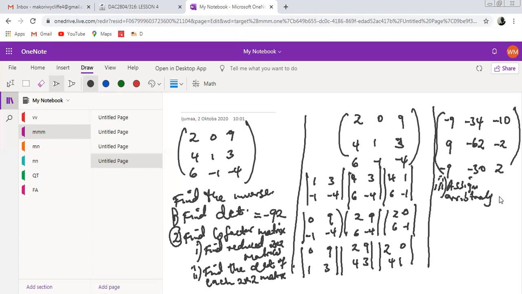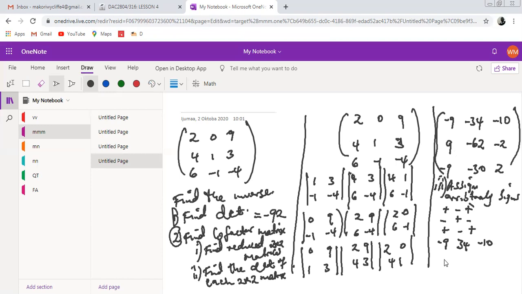Step number 3 now, it will entail assigning arbitrary signs. Assign arbitrary signs in the order positive, negative, positive, negative, positive, negative, positive, negative, positive. So these are the arbitrary signs. For each element, this one corresponds to this positive. So it is positive times this, it's going to remain -9. Negative times this negative is going to be positive 34. Positive times this negative is -10.